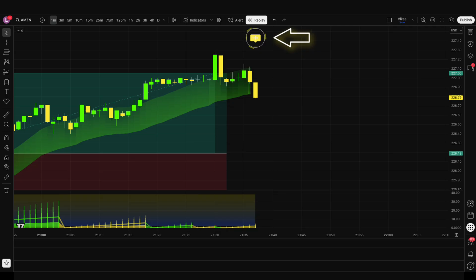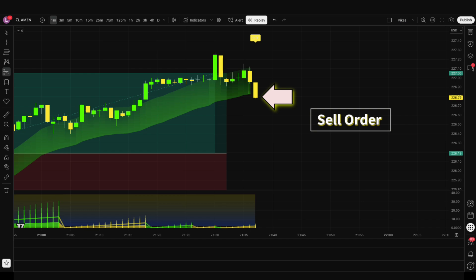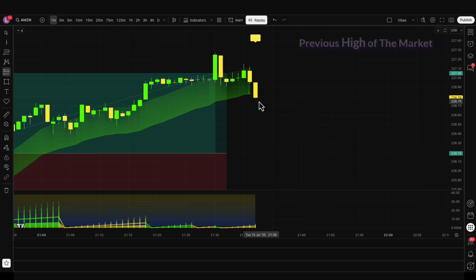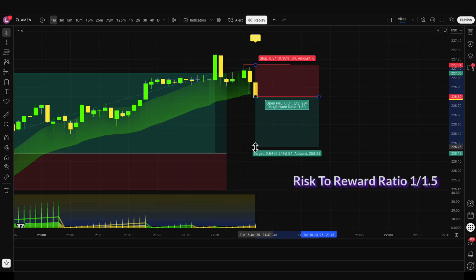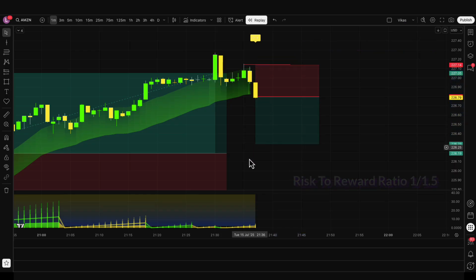When the zero lag trend indicator gives us a sell signal, when the trend reversal probability indicator should be yellow area color, and when the market forms a bearish candle, if this condition is fulfilled, then we will place a sell order. Our stop loss is to be placed at the previous high of the market. And the risk to reward ratio will be 1:1.5.